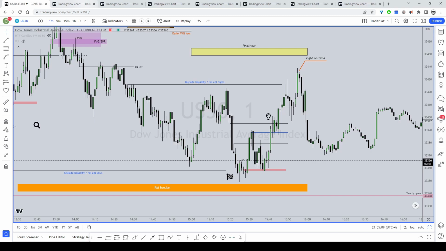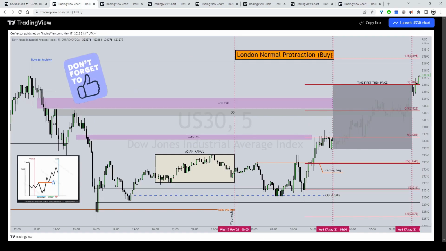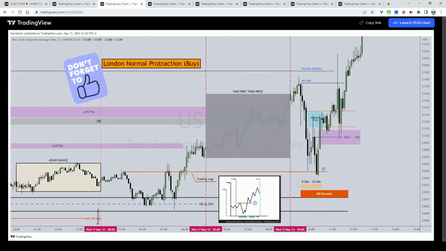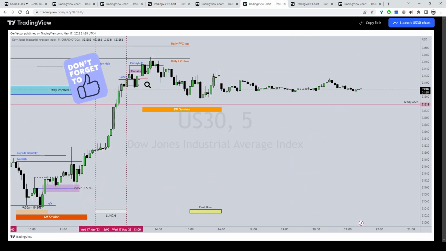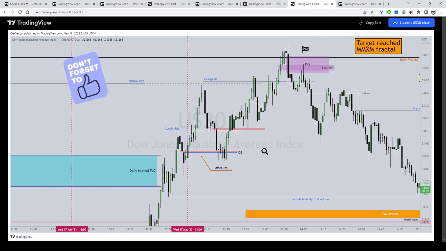Using just the profiles, everything from Asia into the AM, through the AM, and into the PM, even looking into the 1 minute time frame. So a lot of this is just really coming together.